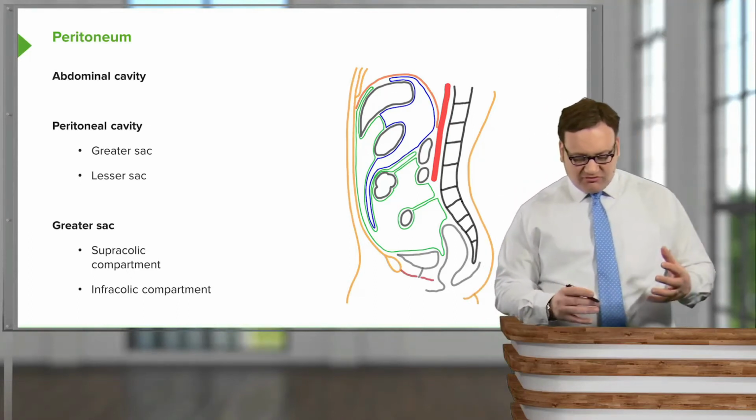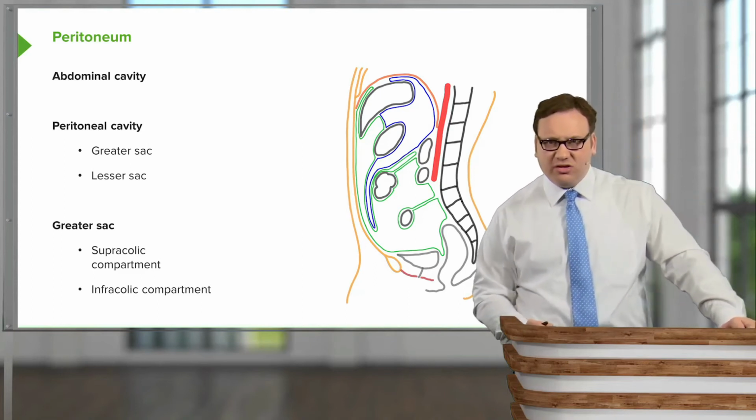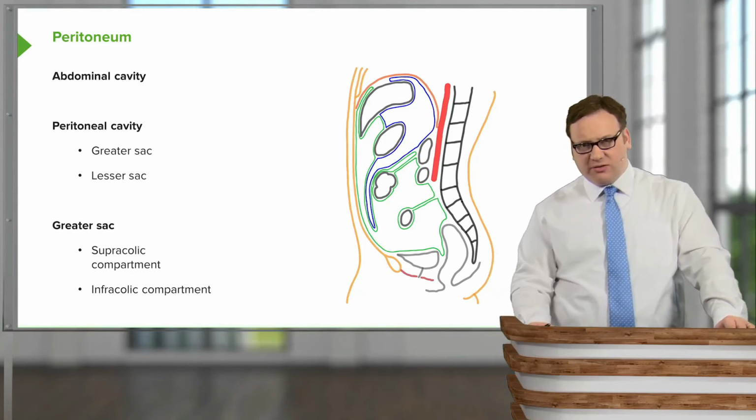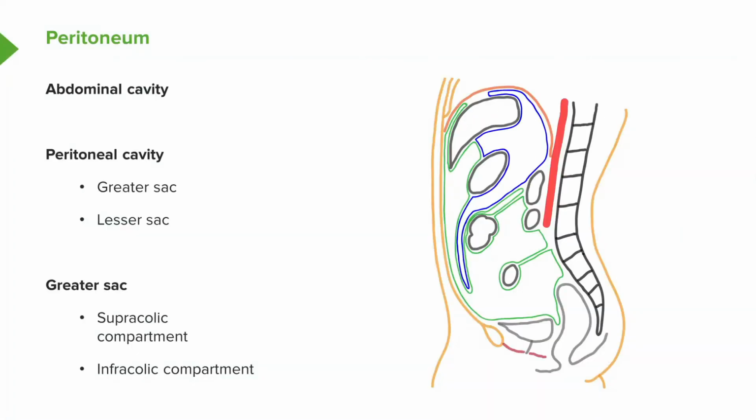Now, what is this rather complicated diagram on the screen? Well, this is a sagittal section through the abdomen. And here we've got the vertebral column. So this is posterior. We've got the aorta. This is the diaphragm here, and the liver, the stomach, the transverse colon. This is just a part of the small intestines. And here we've got the pancreas. Here we can see the bladder, and we've got the rectum.